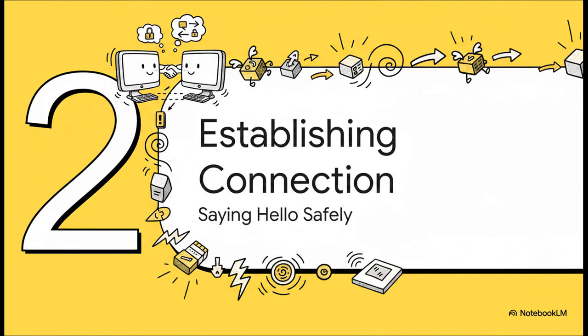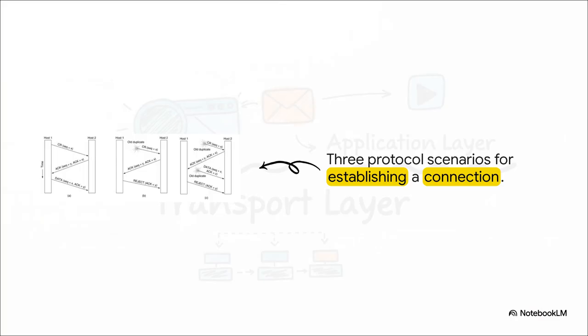Moving into Section 2, establishing the connection. Because before our courier can start moving those packages, these endpoints actually need to say hello. Establishing a connection over an unpredictable network is notoriously tricky. Packets get delayed, they get lost, they get duplicated. Imagine if a delayed, duplicate connection request suddenly appears from an old, long-dead session. That's a huge problem. We need a way to ensure host 2 doesn't accidentally open a connection nobody actually wants. And that's where a brilliant solution from way back in 1975 comes in, the three-way handshake.